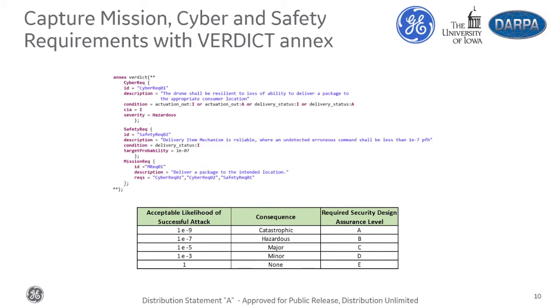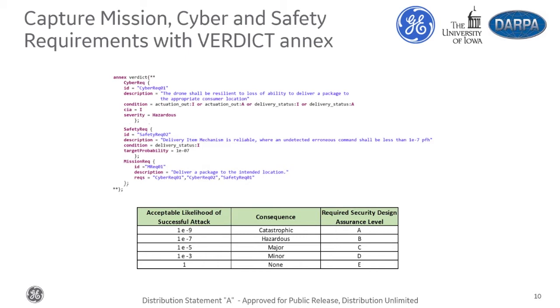As an example of a cyber requirement, we are saying that the drone shall be resilient to the loss of ability to deliver a package to the appropriate location. That's really measured by the integrity and availability of the actuation output and the integrity and availability of the delivery status. And the severity of that is hazardous. So the consequence of that not happening would be hazardous.